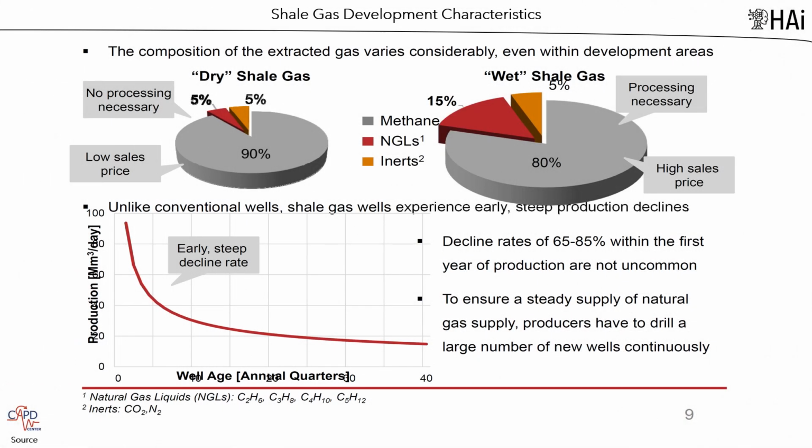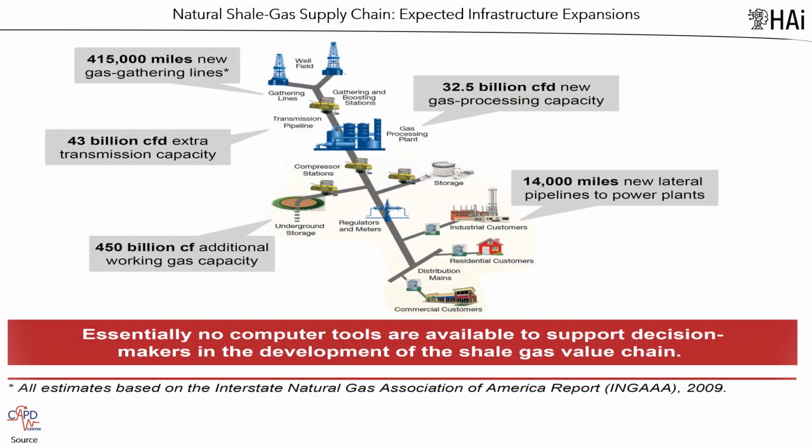The main characteristics of the shale gas problem are: the composition of the extracted gas varies considerably, even within development areas. These can be classified as producing wet or dry shale gas. Decline rates of 65 to 85% within the first year of production are not uncommon, and to ensure a steady supply of natural gas, producers must drill many new wells continuously. The image shows the expected infrastructure expansions of the natural shale gas supply chain, in 2009. At that time, there were no mathematical models specially oriented to support the development of the shale gas value chain.